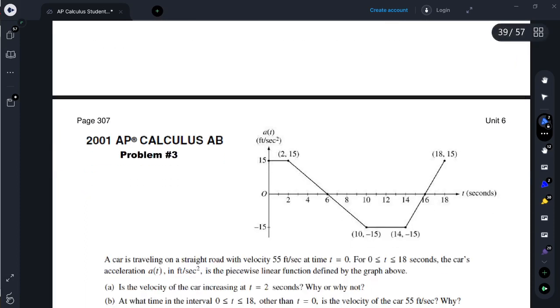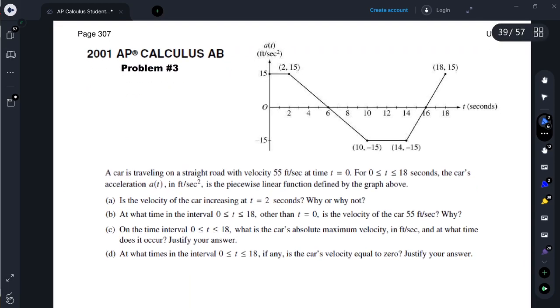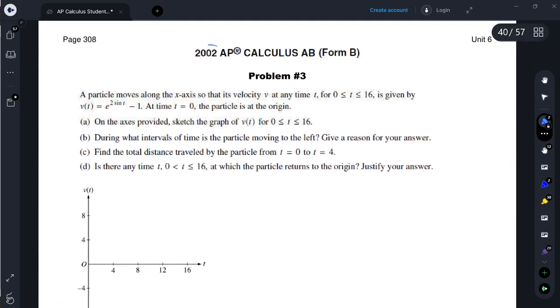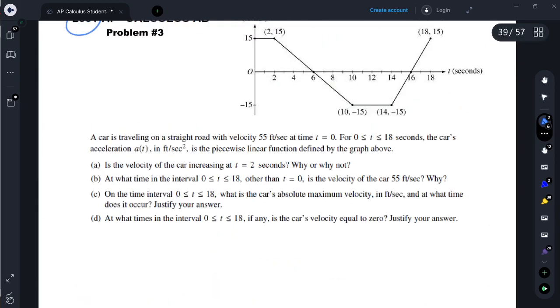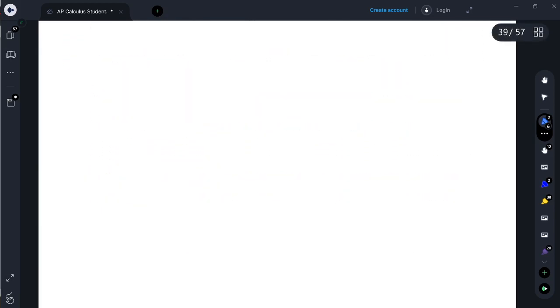I do also want you to try this 2001 problem 3, and you can Google this answer after you try it, and then grade yourself. And then again the 2002 one as well, and you can Google that answer as well. This one is a calculator question for sure. The first one looks like it was a calculator question as well, but you may not need it as much. But the second one, you'll definitely need the calculator on, right?